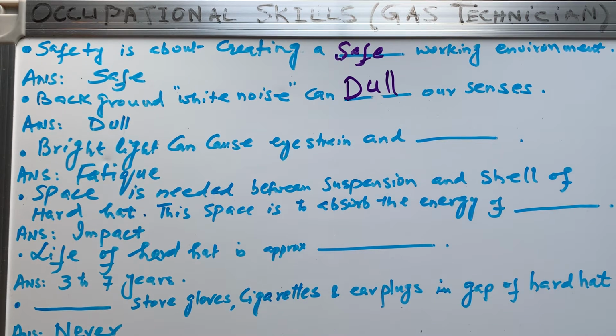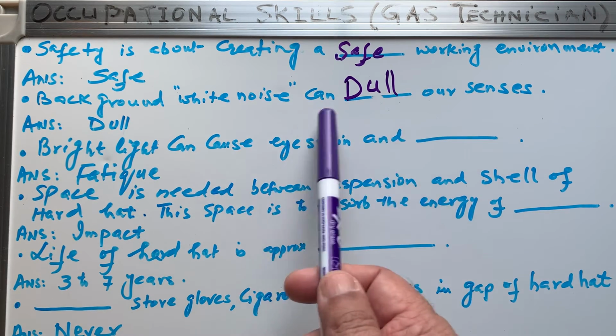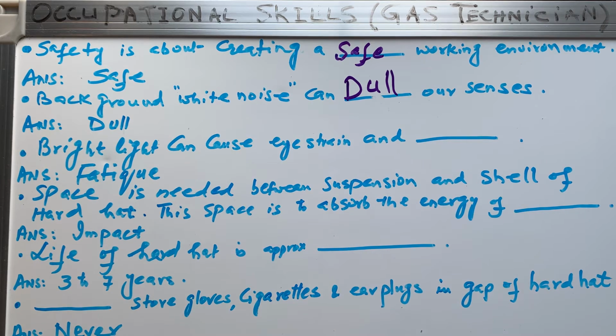So in white noise, these audible frequencies are equally distributed, while in pink noise, they are unequally distributed. Anyway, this is just an addition to what white noise is, but it can dull our senses. So it can create accidents, right?